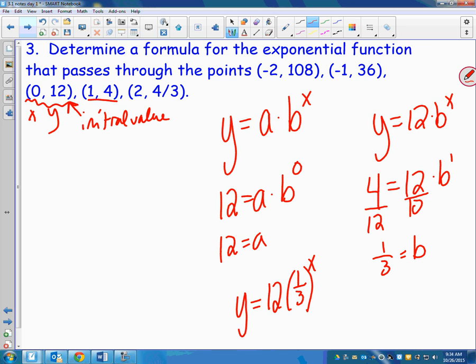And maybe you remember from last year or from chemistry class, if this number is a fraction, if it's less than 1, as x is getting bigger, our amount's actually getting smaller, right? So notice at -2 it was 108, and then as x is getting bigger, our number is actually getting smaller because our base there is 1/3, right? If the base was 3, then it's going to keep getting bigger. Something to think about there. Questions about that? Okay.